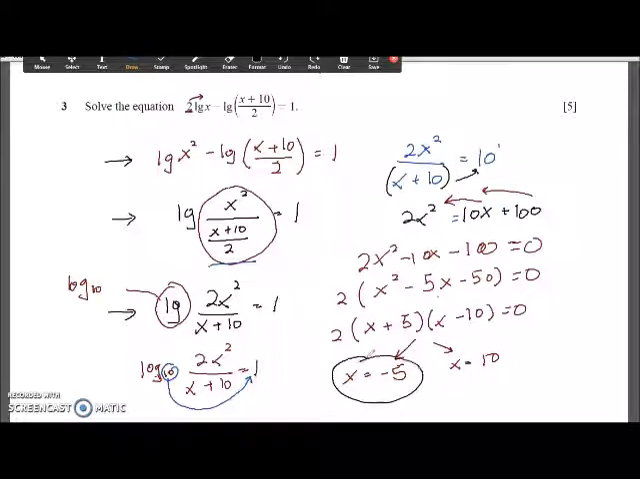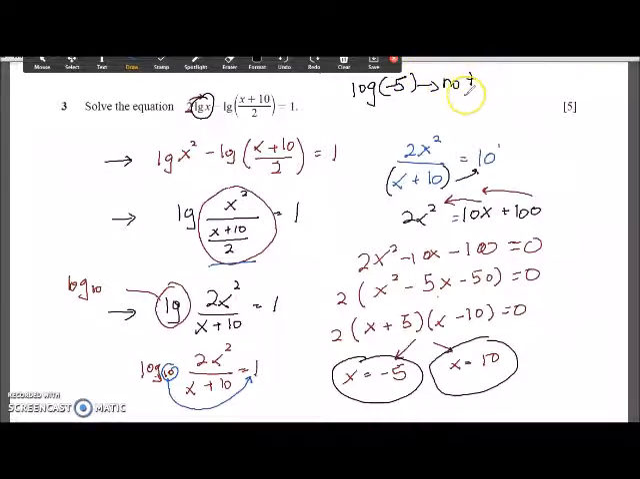When you substitute these x values into this log x, log negative 5, this answer becomes not defined. So your answer is x is equal to 10.